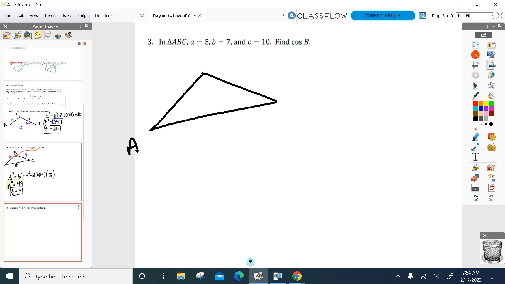All right, here's one where I'm not solving for a side. This is the first numbers 1 and 2. We solve for a side. Number 3, I'm not asking. I know all 3 sides now. A is 5, B is 7, C is 10. Find cosine B.